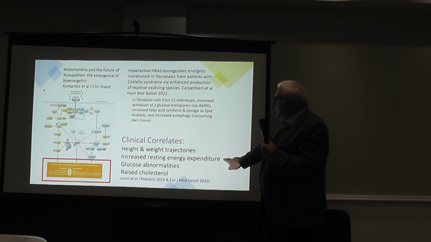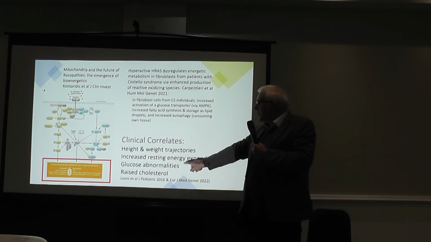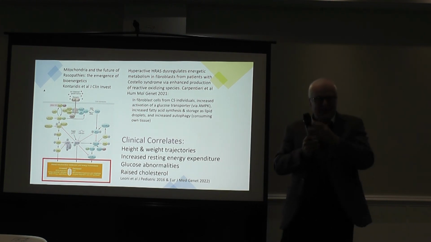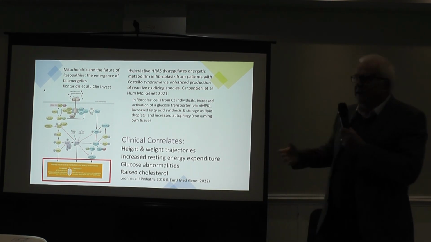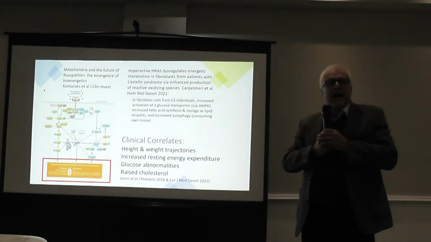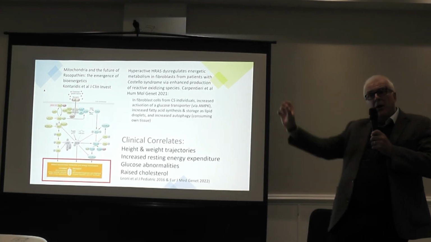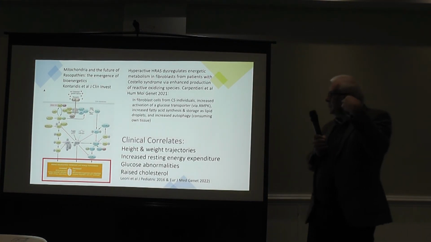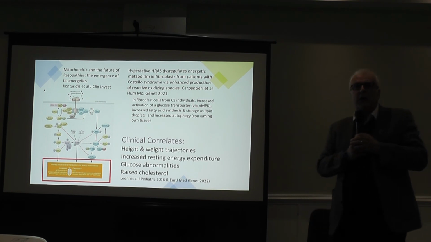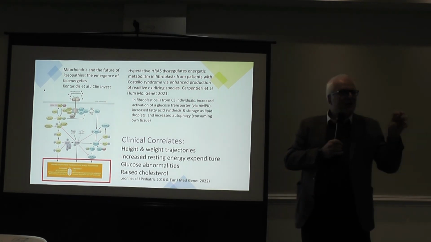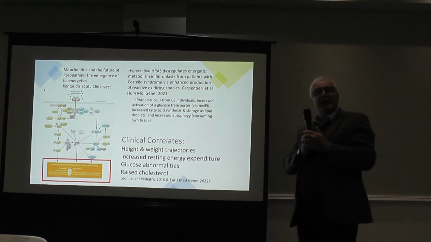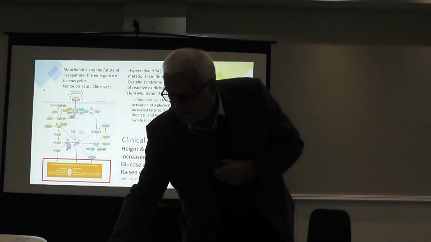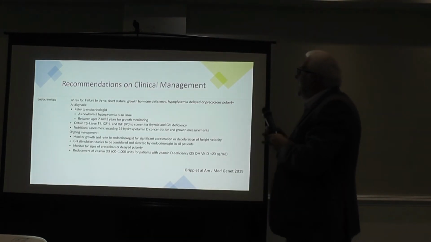I mentioned the increase in the resting energy expenditure, the glucose abnormalities. And actually, one of the things that we've noted is cholesterol, and cholesterol is part of that metabolic pathway, and it's recognised that a number of children will have raised cholesterol. So if somebody's checked the cholesterol and it's raised, it's probably because of this. Still need to think carefully about the diet and things, but there's an explanation there.